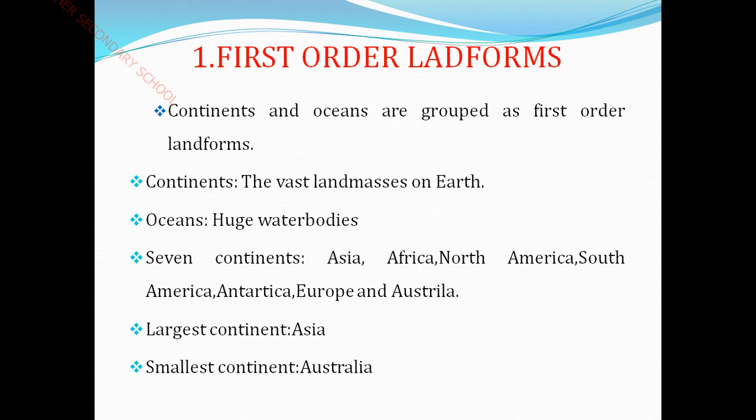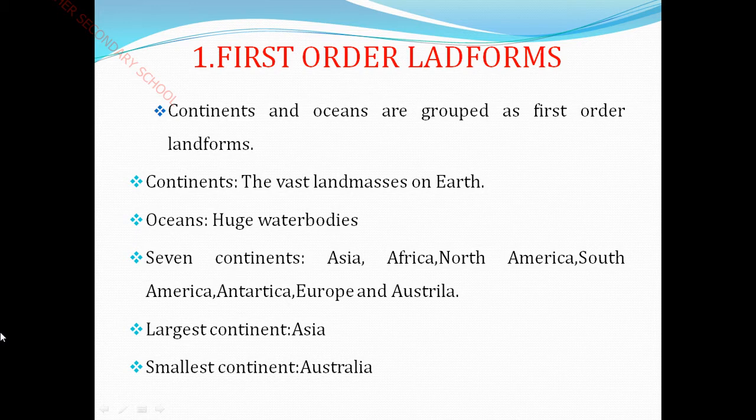Now let me move to the slide. See here, the first order landform. In this slide you are going to see about continents. How many continents are there? See here, 7 continents, which we will see very clearly and briefly in forthcoming classes, and 5 oceans. What are the 7 continents? Asia, Africa, North America, South America, Antarctica, Europe and Australia.